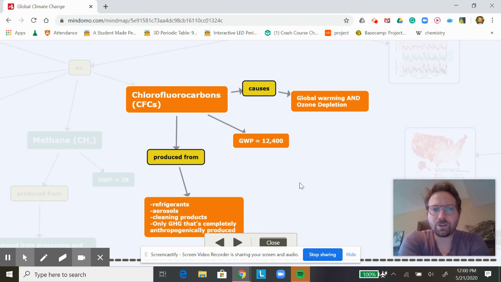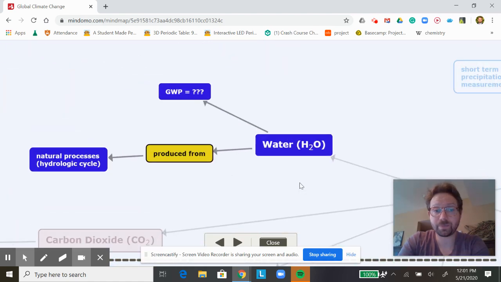The next one we have is chlorofluorocarbons. You might be saying to yourself, well, I've heard of that before. You have. In ozone depletion, when we talked about the ozone hole, they were causing that. Well, CFCs are also greenhouse gases too. They're produced from refrigerants, aerosols, cleaning products, as we said in the previous unit. And they have a global warming potential that's really high compared to the other ones. Thankfully, we don't have much of it in the atmosphere compared to the other ones.